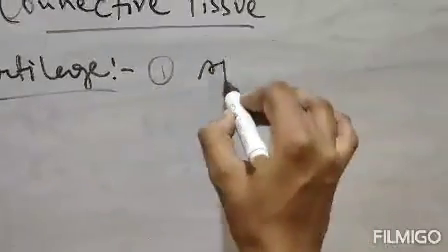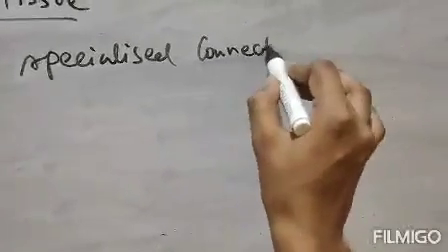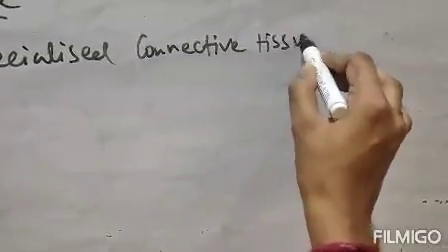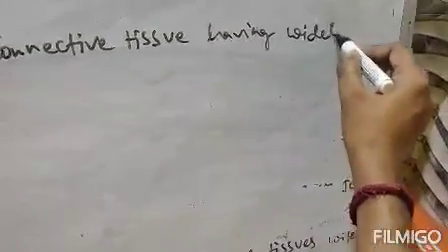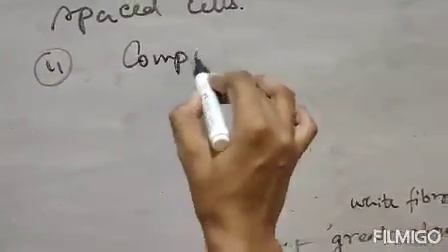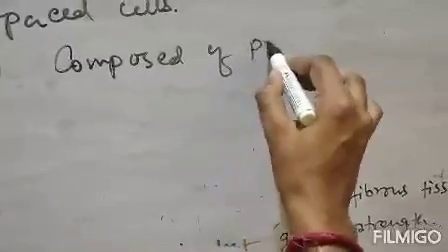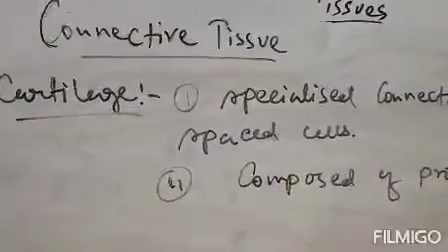So number one, it is a specialized connective tissue having widely spaced cells. Number two, this cartilage is composed of proteins and sugars.